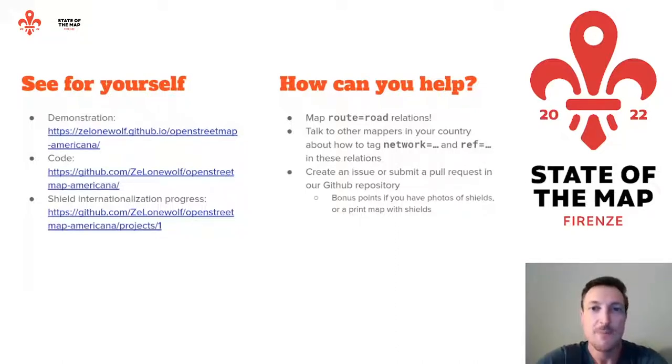And if you're interested in helping add your country's route shields, the first thing to do is add road routes to relations if they're not already mapped. And once you talk among your local community and come to a consensus around a tagging scheme, tell us about it by creating an issue in our repository. Or if you're technically inclined, go ahead and submit a pull request. Bonus points if you can show us how the shields look in real life, or if you have a print map that shows shields.